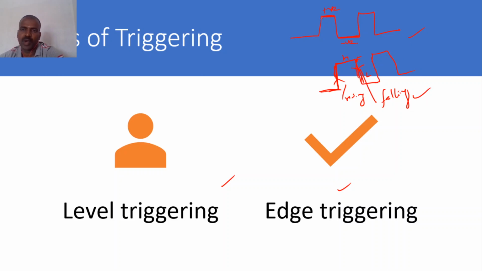So this is level triggering and edge triggering. Level means one entire level, all the values are the same. Edge means at one point; we can call it an edge. When it is changing from one position to another position, that point is called an edge. Fine. So first I will talk about level triggering.